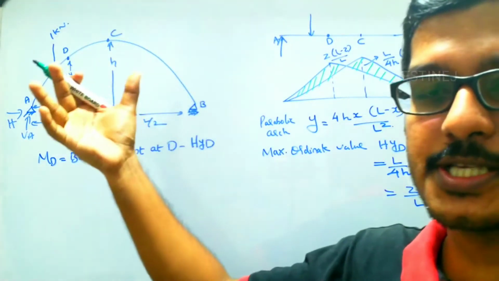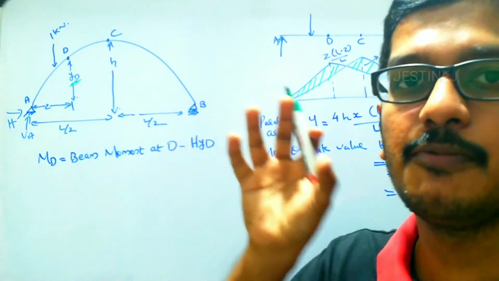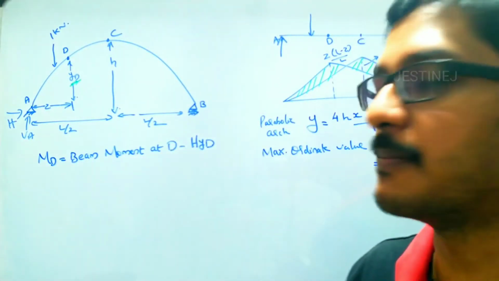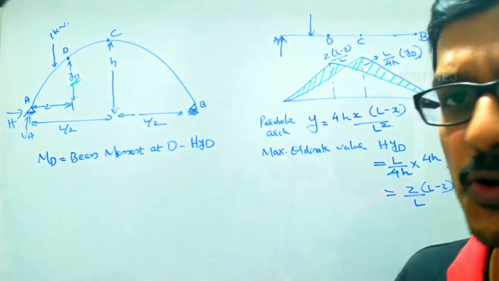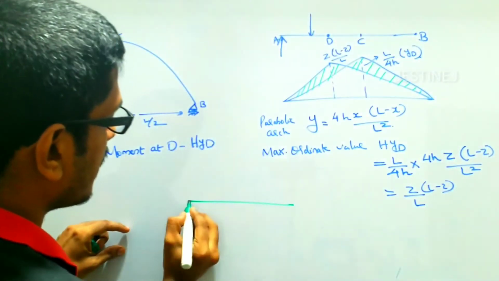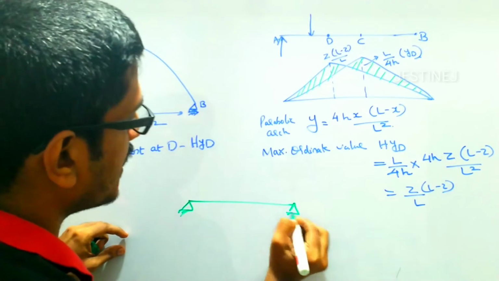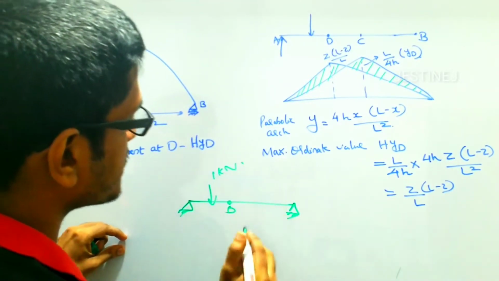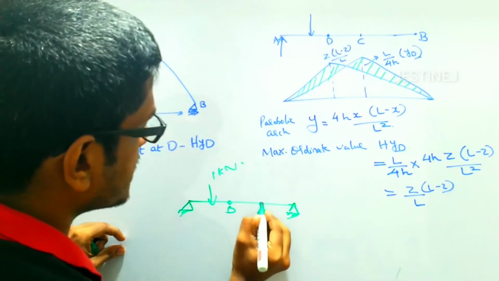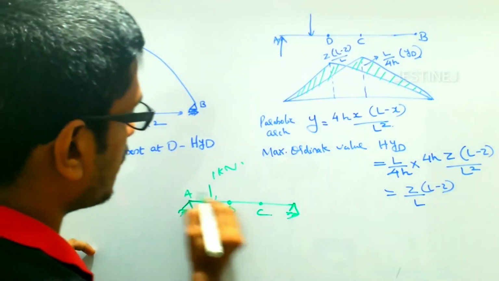In the case of arches, for finding the bending moment, we will consider an equivalent beam. We have to convert this arch into an equivalent beam. So we will consider an equivalent beam in this format, with A and B here, 1 kilonewton traveling across this, and this is the crown point.